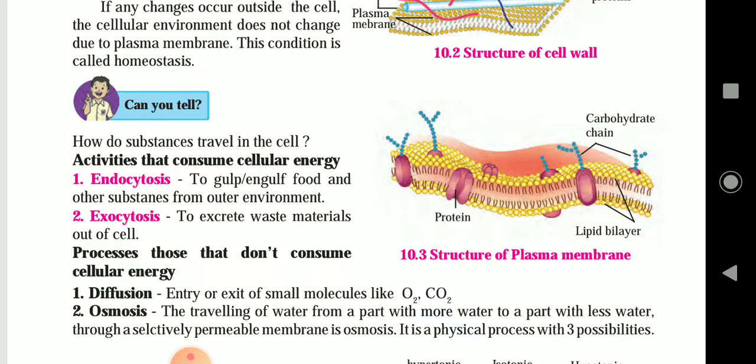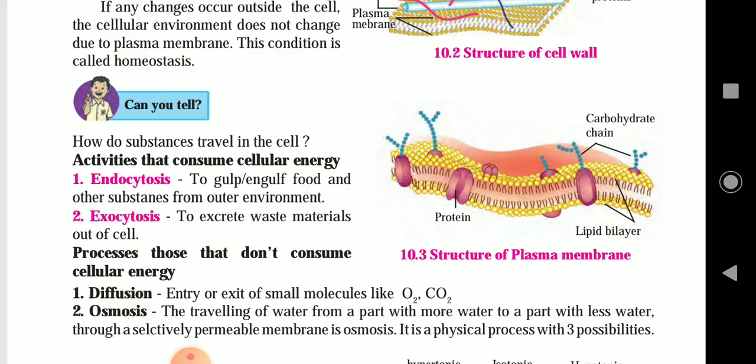So the cell also requires energy, and for what does it require energy? For endocytosis and exocytosis. So read this: endocytosis and exocytosis. Endo means in, to engulf the food from the environment, and exo means to give out. Exocytosis is out from the cell. So what is given out from the cell is the waste material, whatever is not required by the cell.